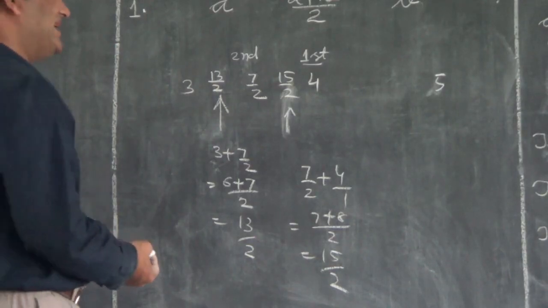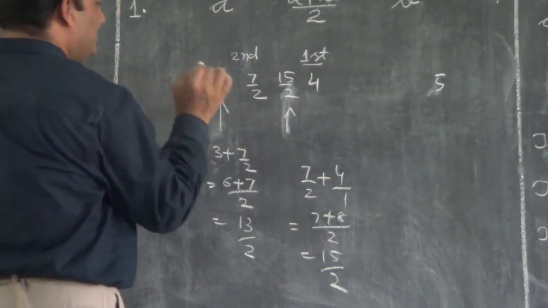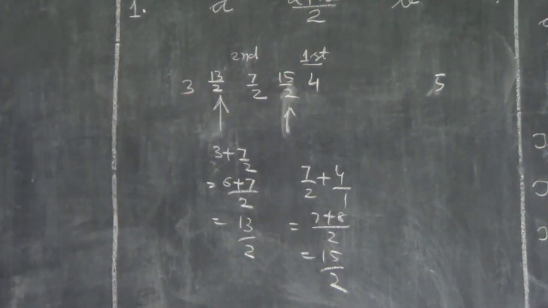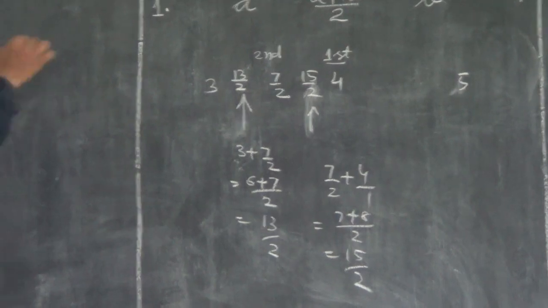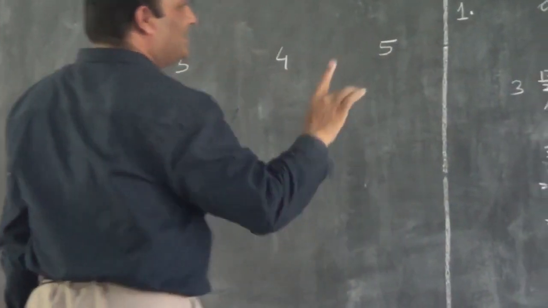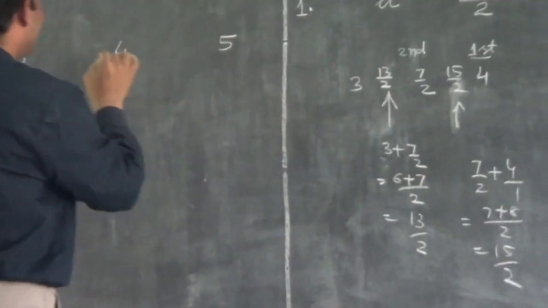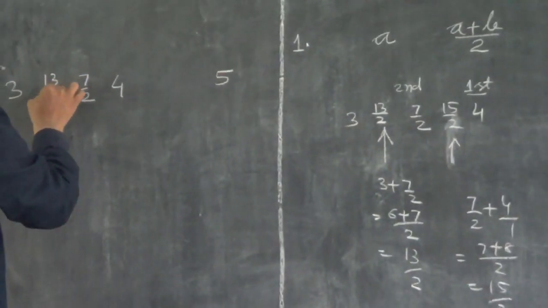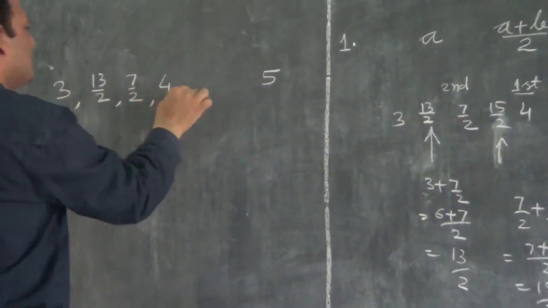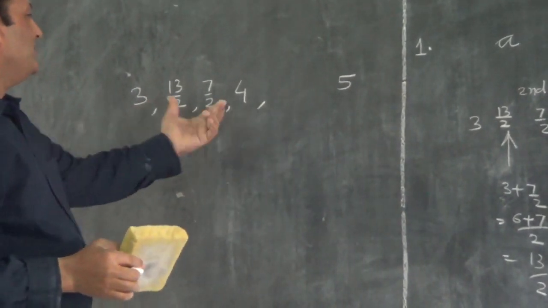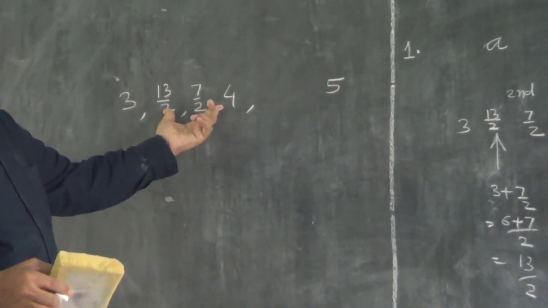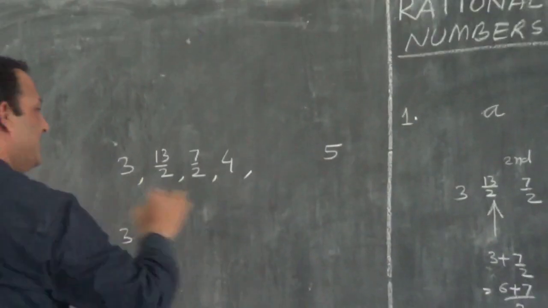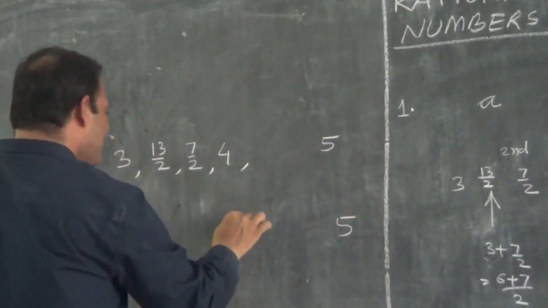So what can one child write? One child can write here 3, 4 and 5. Then the second number is 7 by 2. Third number is 13 by 2. This way one child will show the answer. Sir, these are my 3 numbers I have inserted. Correct answer. Another child can do, no sir, this is 3, this is 5, this is 4.